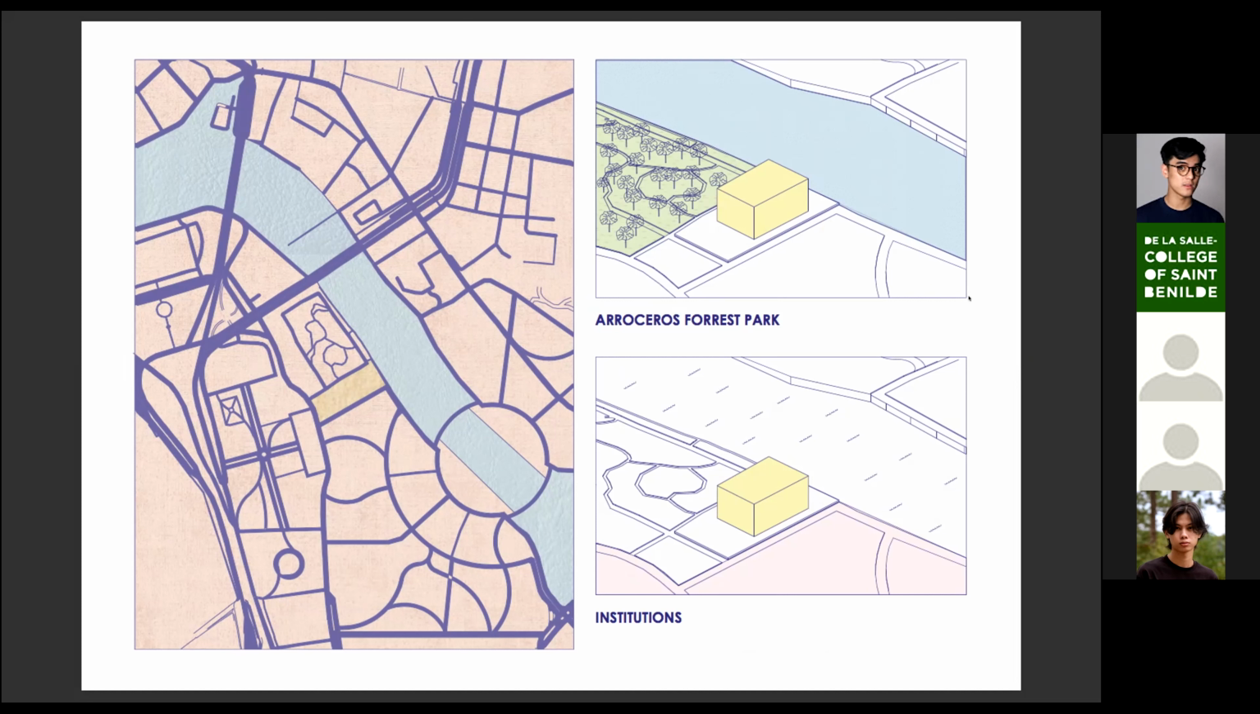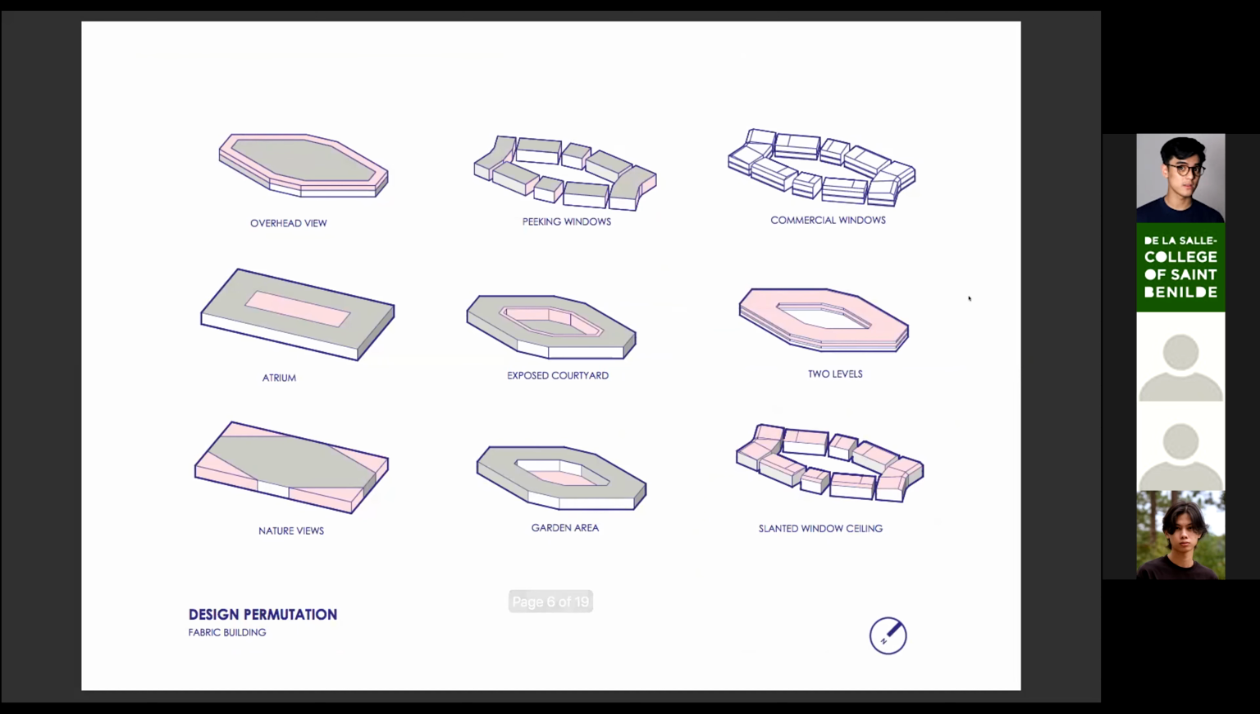And then the other one is for the institutional areas. So for the institutional areas in Manila, we wanted a building that binds the community through architecture. So here's the design. I'm just gonna add a little bit now.